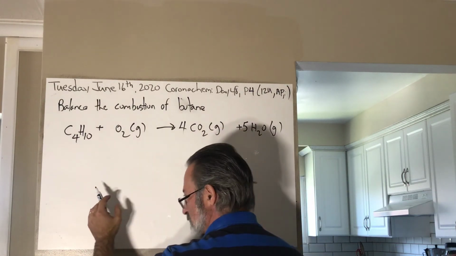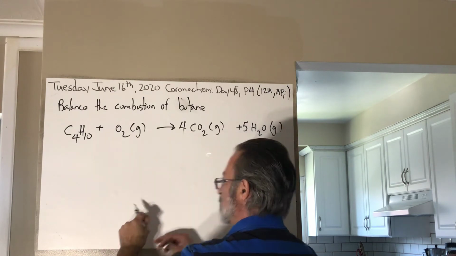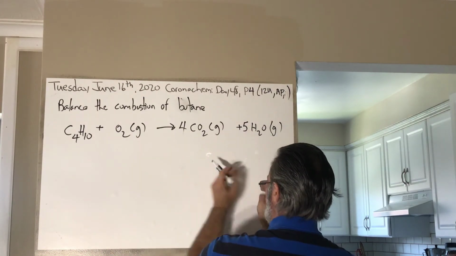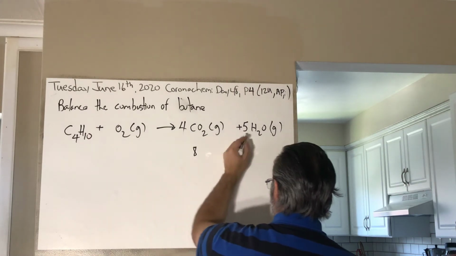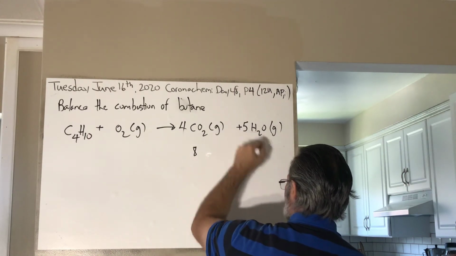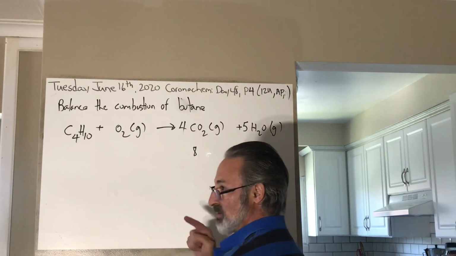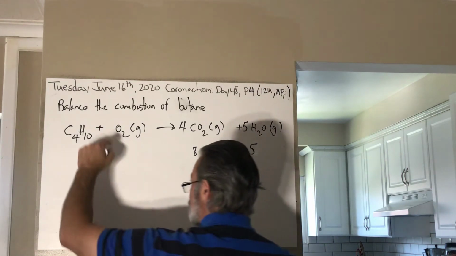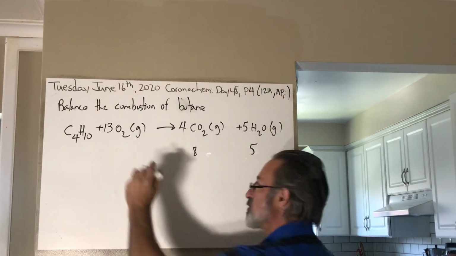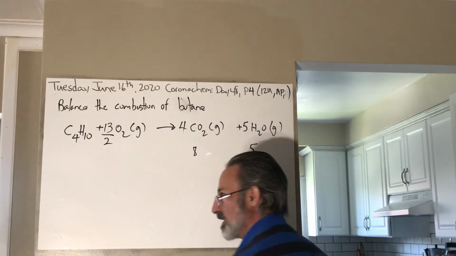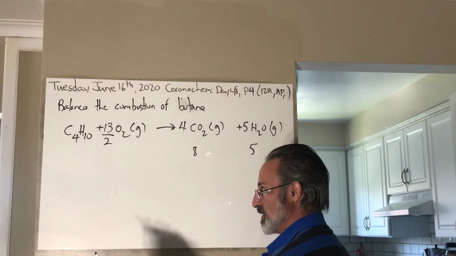Then you look at the oxygens. Okay? But when you balance the oxygens, you look at the right side first. Count up how many oxygens you have. You got 4 by 2 over here. There's 8. And 5 times 1 over here. There's 5. That means you got 13 oxygens on the right. You got to have 13 oxygens on the left. So put a 13 in front of O2. Oops, you got twice as many as you need. So put a 2 under the 13 and it halves it. There's your balanced equation. It's balanced out.